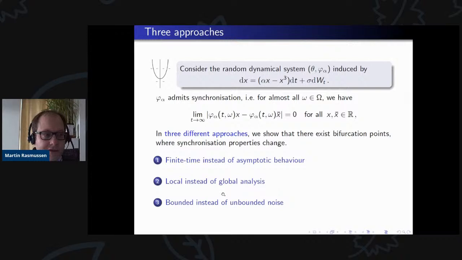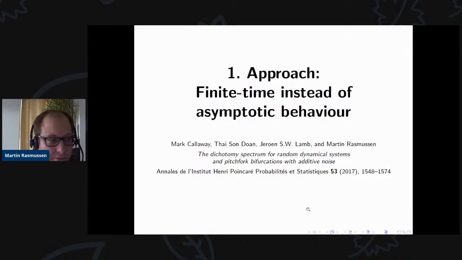So how am I doing with time? I think I have 18 minutes left, meaning that I have to rush a little bit now.